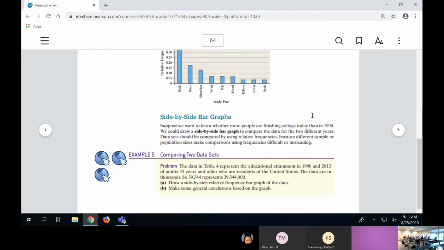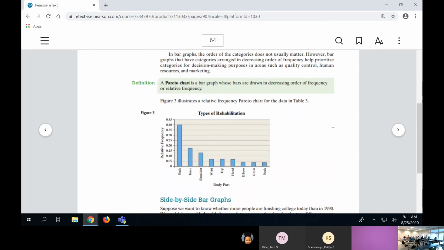Side by side. I see everybody's still writing, so I'll give everybody another couple of seconds. Okay?